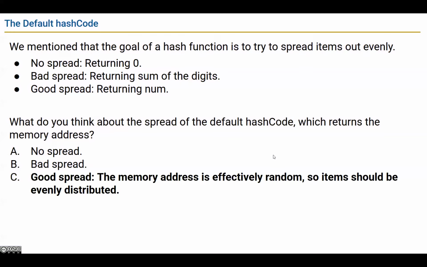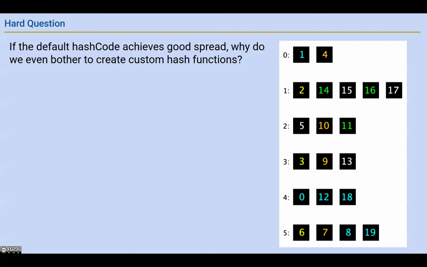The memory address is effectively random. There are some patterns that you see, but it's effectively random. We have no control over it. It feels evenly distributed enough. Here's another question. If the default hash code is so good, why do we need to update it with our own custom hash functions? Feel free to discuss with your neighbor for a few minutes.